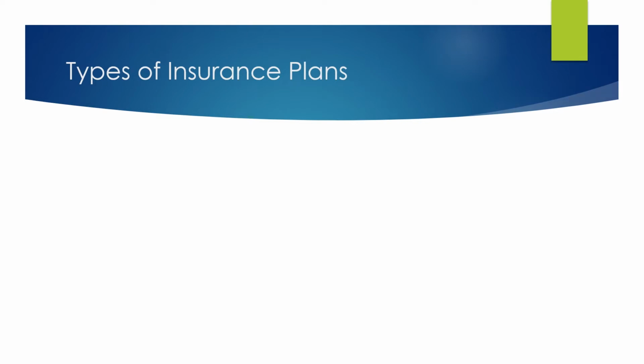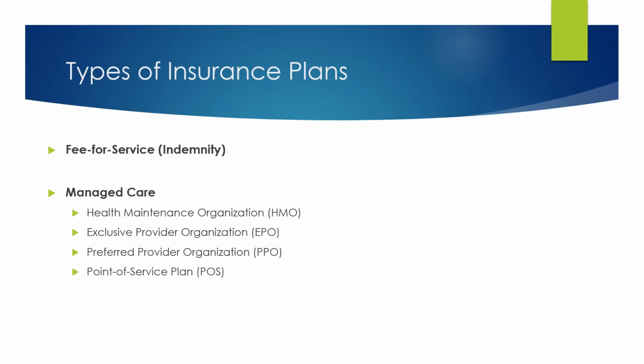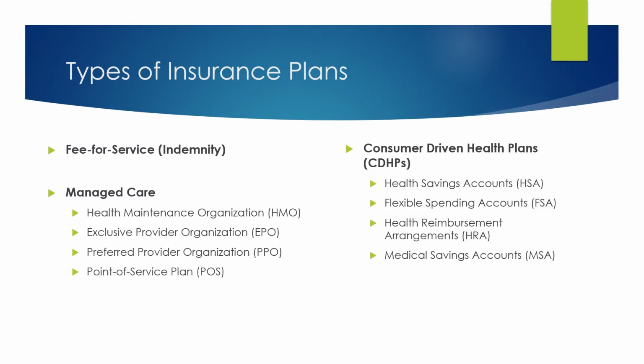Let's go to the next slide. There are numerous types of insurance plans, but we will briefly mention the most common types. There are fee-for-service, or what is known as indemnity plans. There are managed care plans, which we all should be very familiar with. These are things like HMOs, EPOs, PPOs, and point-of-service plans. And then there are also consumer-driven health plans, also known as CDHPs, which are other things that we're also very familiar with, like HSAs, FSAs, HRAs, and MSAs. We will talk about each of these in a little bit more detail in a minute.